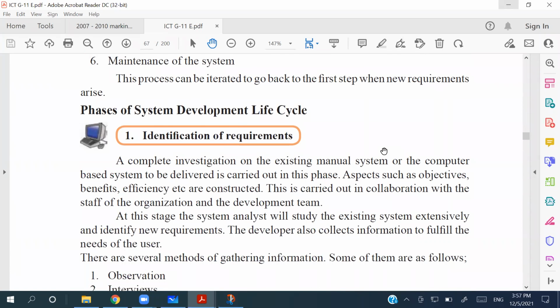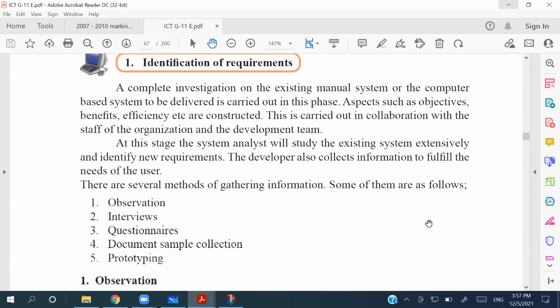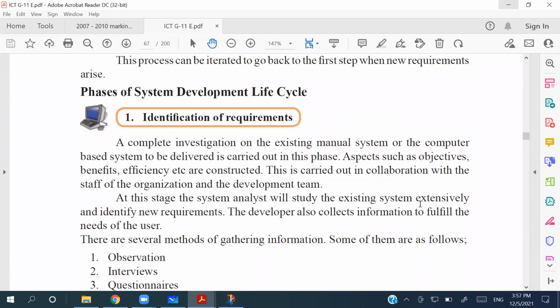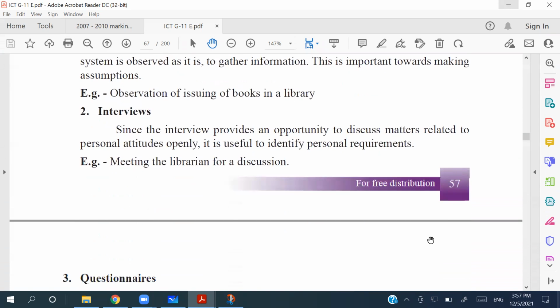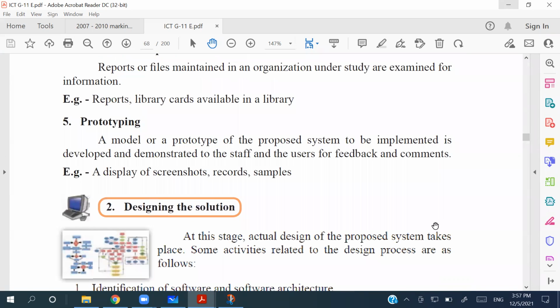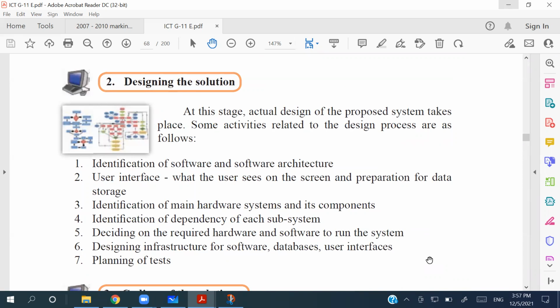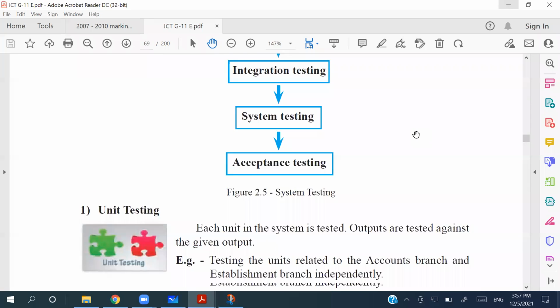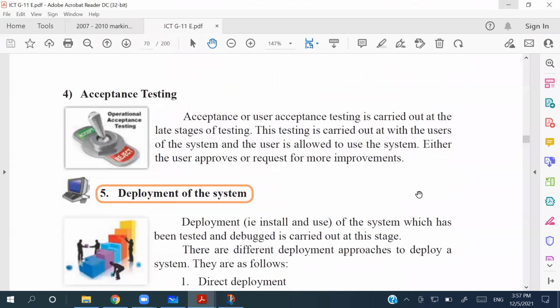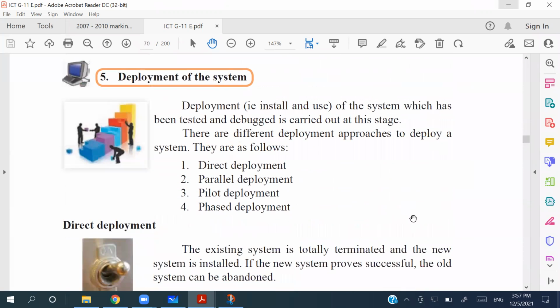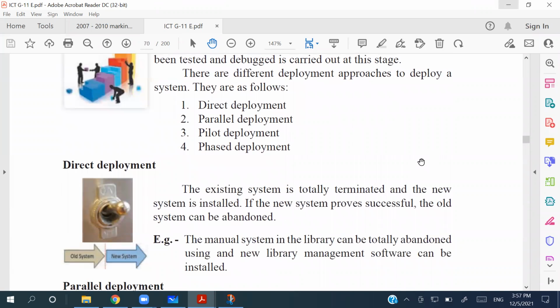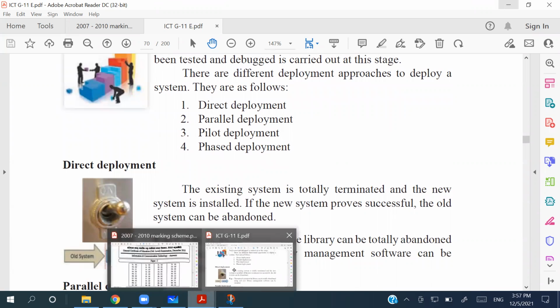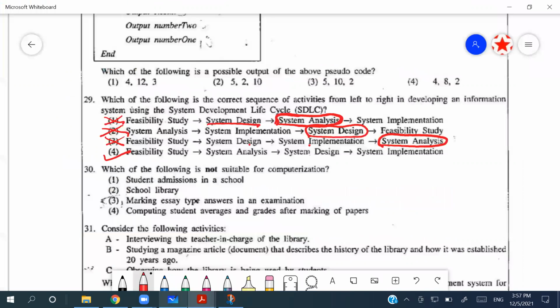They have taken out the analysis part as well. So identification of requirement, then designing is there straight away, then coding is there. Okay, then testing, then the deployment or the implementation. Now with that, you will be in trouble because you don't know about the feasibility study and you don't know about the analysis.